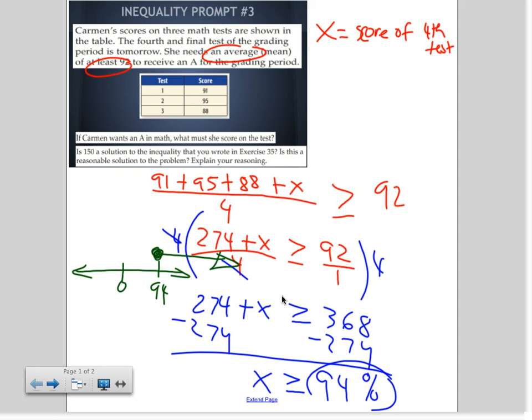You don't graph until you get to the very end, with the variable by itself. I see a lot of students try to graph right away without even trying to solve the problems. I don't know why, but that's the reality. Any questions on this? Okay, all right. I'll stop this, but I have something else to show you.